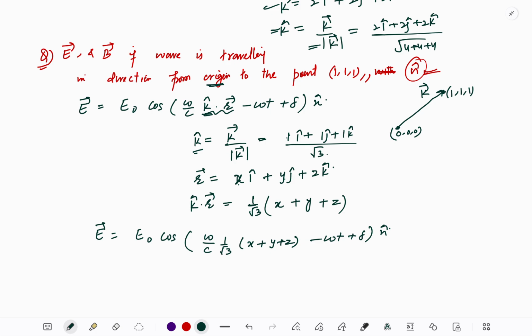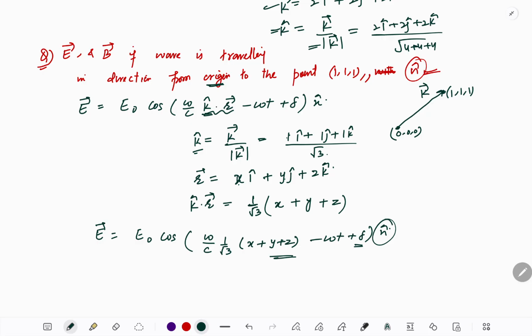Now there might be some conditions given, like if the initial phase is 0, or if n cap is some alpha x cap plus beta z cap. They can give the direction of the polarization. So this is actually the electric field.